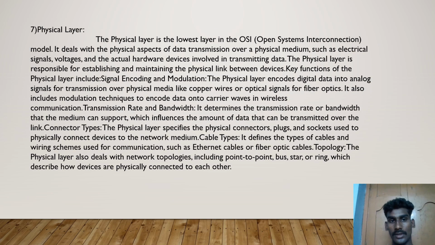Next, this is the lowest layer of the OSI model, and it deals with the physical aspects of data transfer over a physical medium, such as electrical signals, voltage, and actual hardware systems.